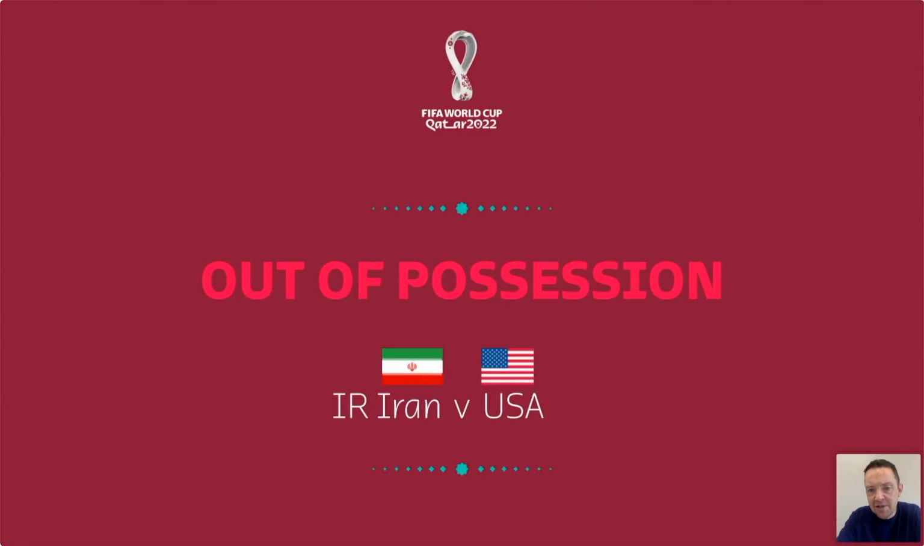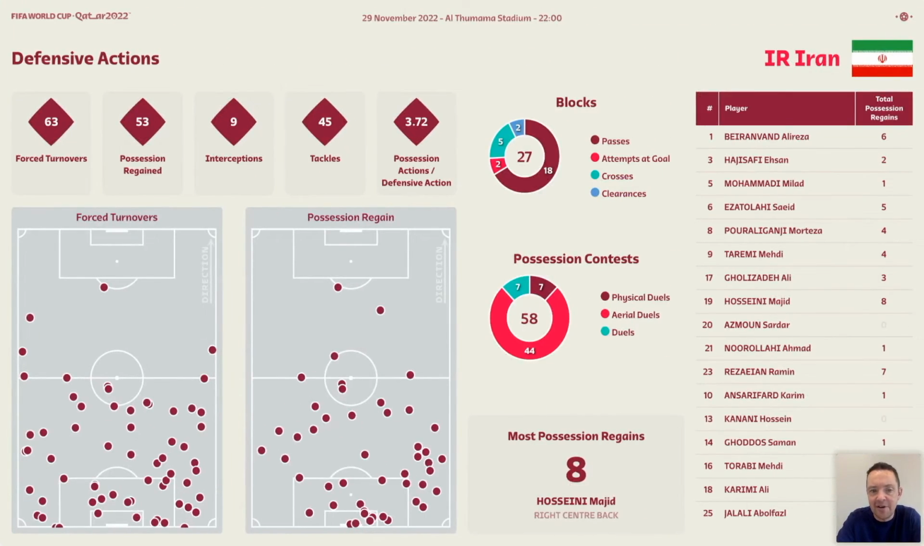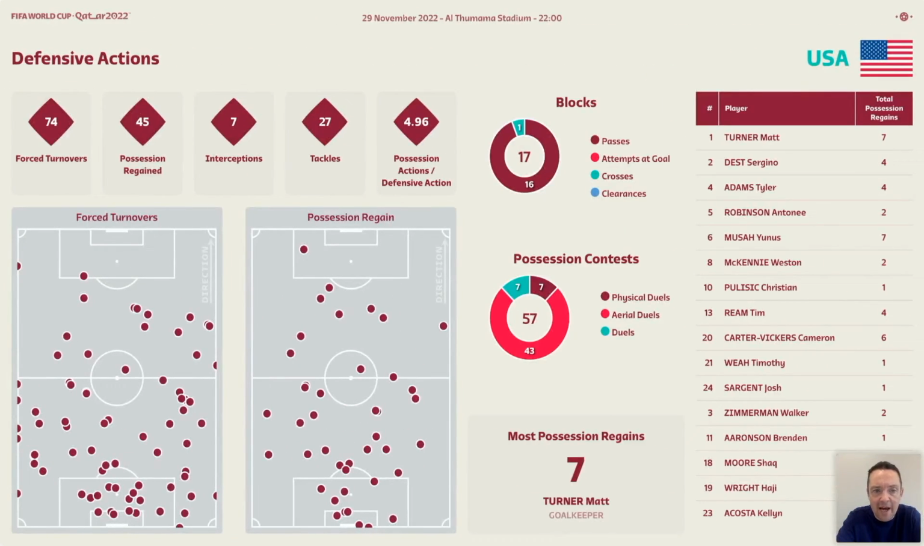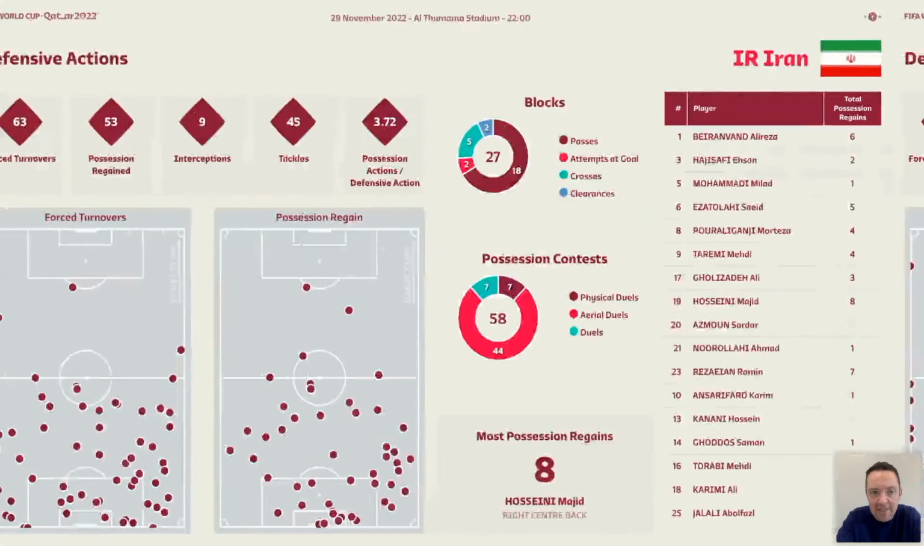Out of possession, defensive metrics, again, great detail. This gives you the amount of turnovers, how they're regaining possession. Iran weren't necessarily pressing high. They needed to chase the game later on. So let's look at the top left. 63 forced turnovers, 53 times they regained possession. Compare it to the US, 74 turnovers, 45 times they regained possession.